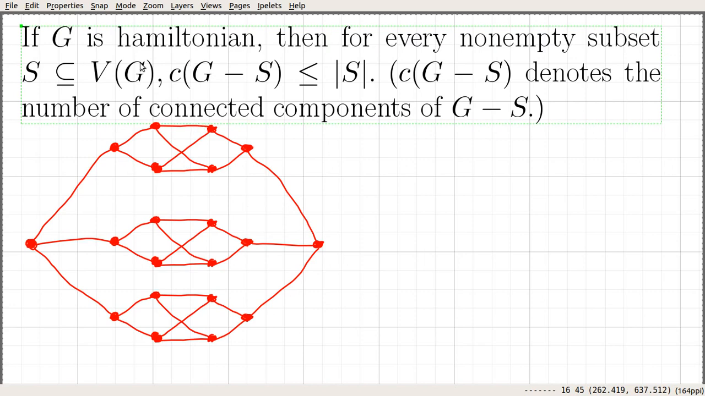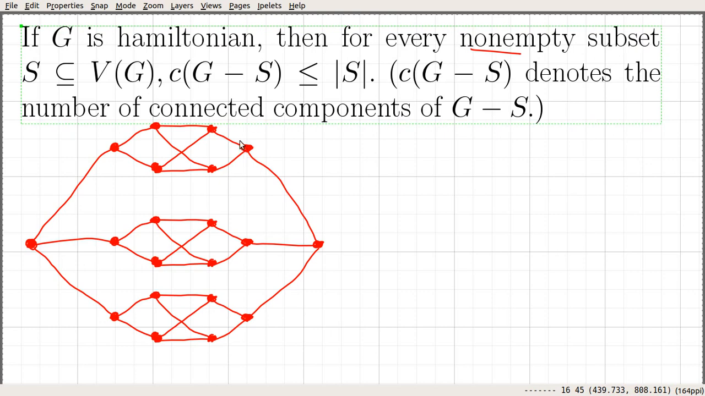Okay, in the last video we proved this statement. If G is Hamiltonian, then for every non-empty subset S of the vertex set of G, if you count the number of connected components after deleting the vertices belonging to S and the edges incident with those vertices, the number of connected components is always less than or equal to the size of S.